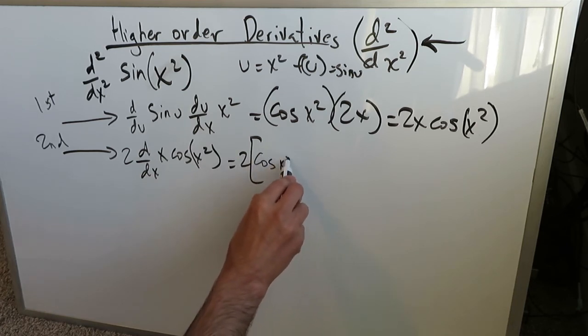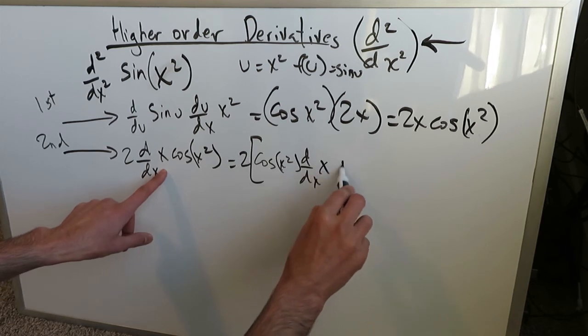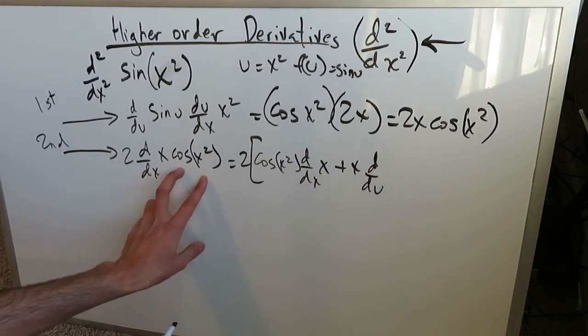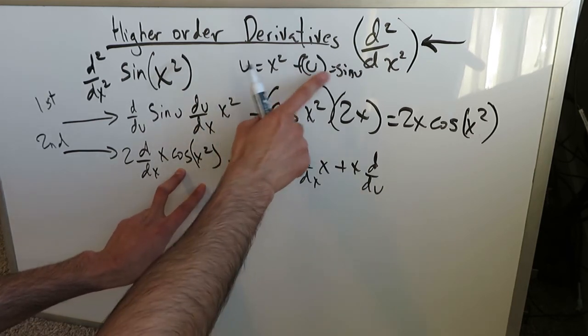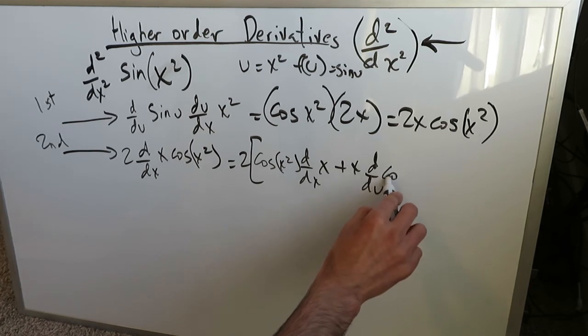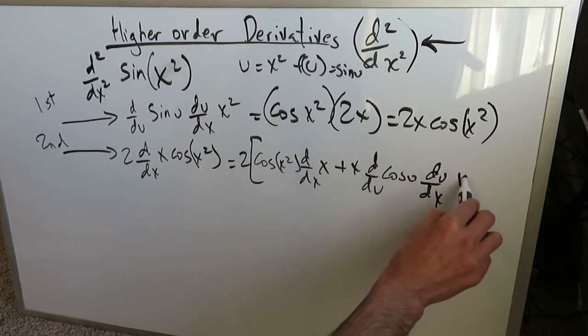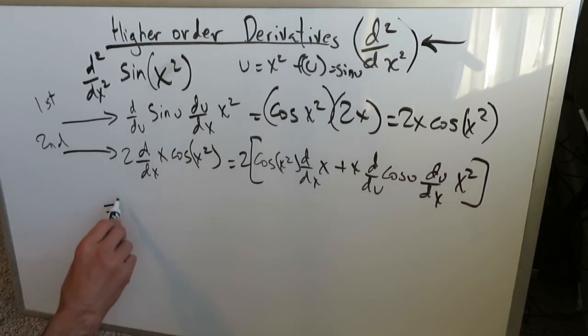The g function, cosine x squared, multiplied by the derivative of the f function, plus the f function multiplied by the derivative of the g function, which is a composite, so we have to do a substitution. Again, u is equal to x squared, f of u is equal to cosine u. So we'll have a cosine u, and the derivative of u with respect to x, and we'll just take this to completion and our second order derivative will be done.